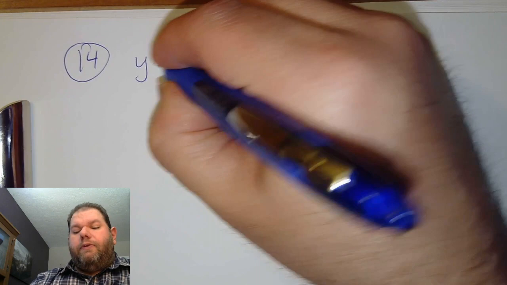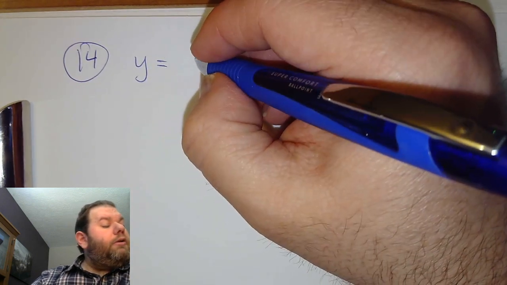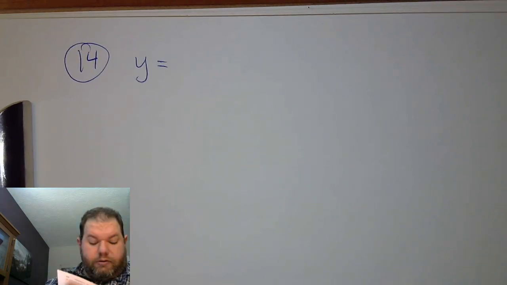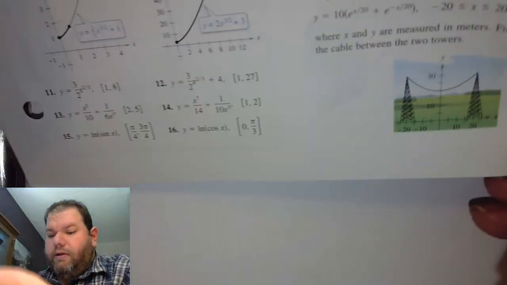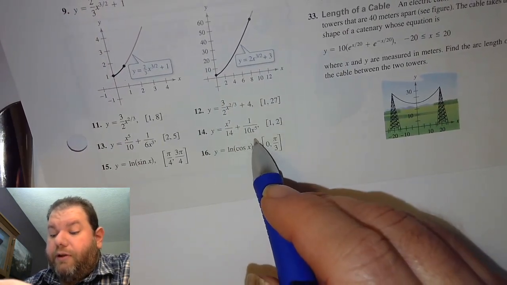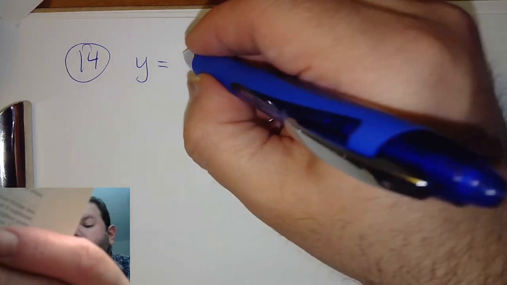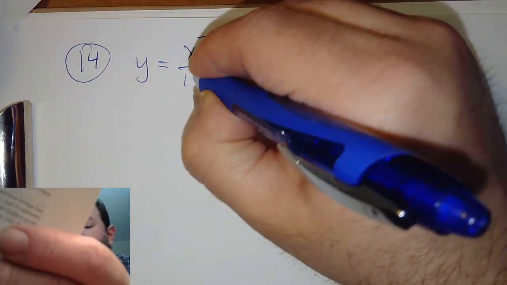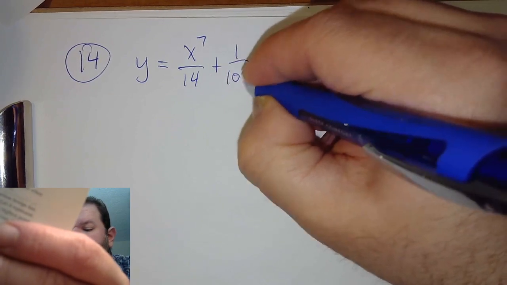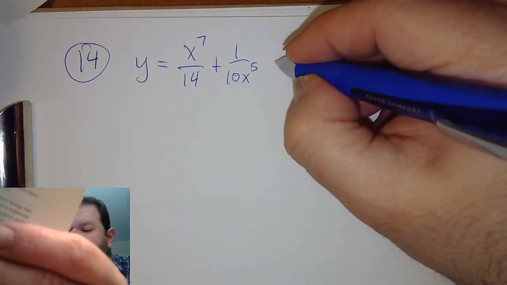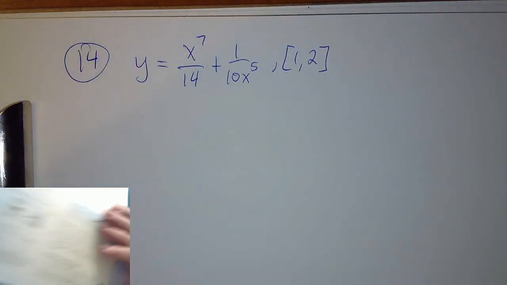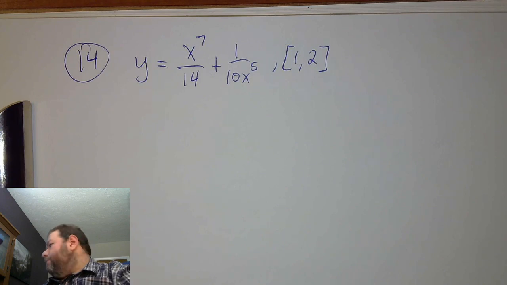Y equals, let's see, we have x to the 7th over 14 plus 1 over 10x to the 5th. And that's from 1 to 2. Okay.